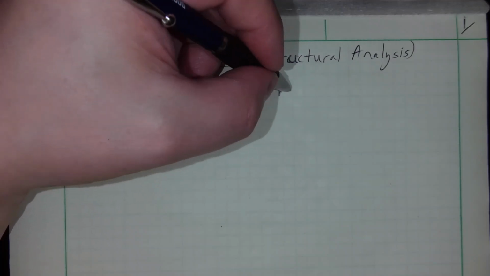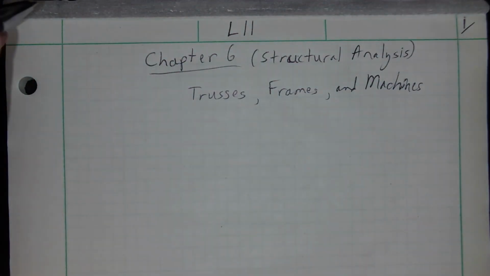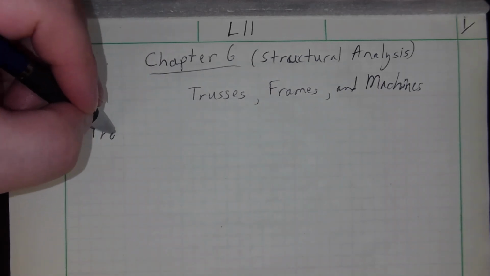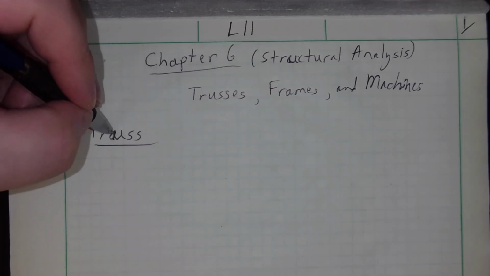trusses, frames, and machines. I like a good old-fashioned Oxford comma myself. Trusses, frames, and machines. We're going to start out talking about, as I mentioned right at the beginning, something new to us. It's an old concept, the idea of a truss.